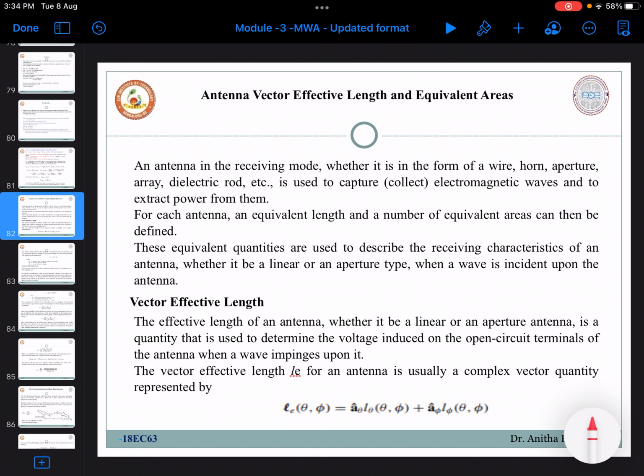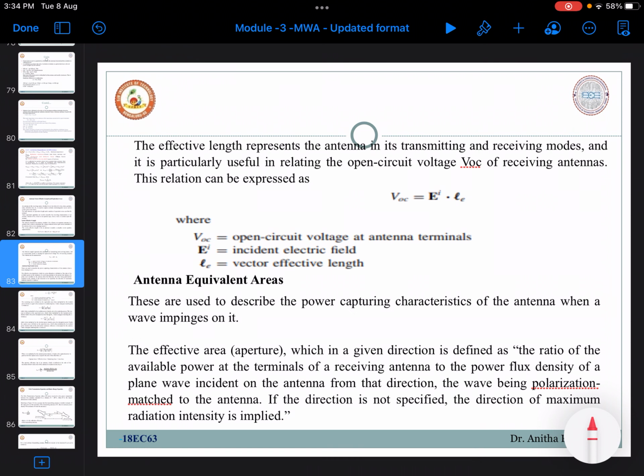Effective length means that if you consider wire antennas or such kind, linear or aperture antennas, the total length you make use of cannot be effectively utilized for radiation into free space. If I want to evaluate the effective length, it is defined as the ratio of the induced voltage to the incident electric field intensity.